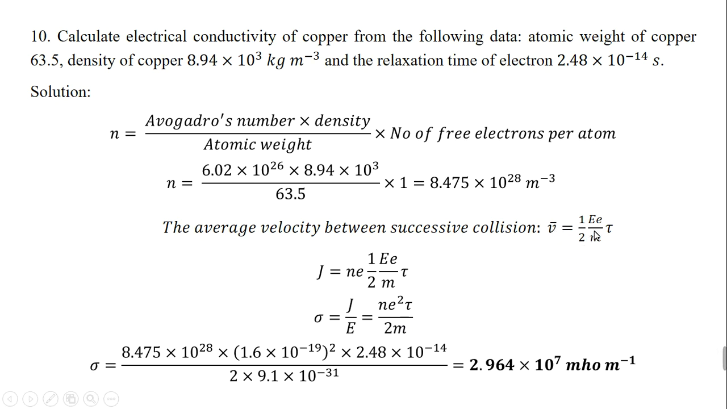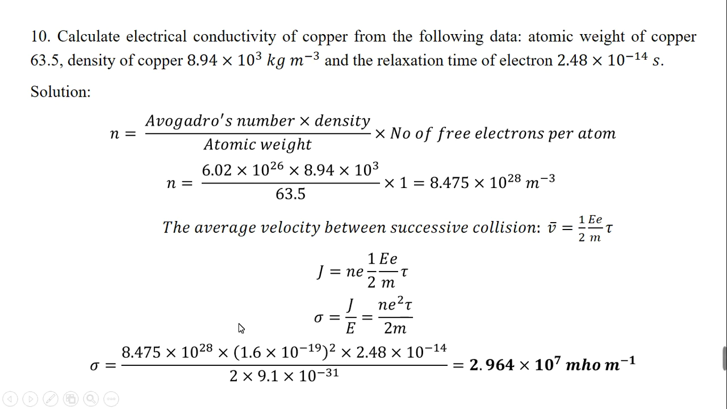So V bar we have calculated as half E by m into tau, where tau is the relaxation time. By definition, current density is nothing but NEV, as we used in the previous problem. So you substitute the value of V here. You will get J as Ne square into capital E divided by 2m into tau. Electrical conductivity is nothing but J by E. So E and E cancel, leaving behind Ne square tau by 2m. If possible, remember this expression directly. Otherwise, you can get this expression from the basic ideas also.